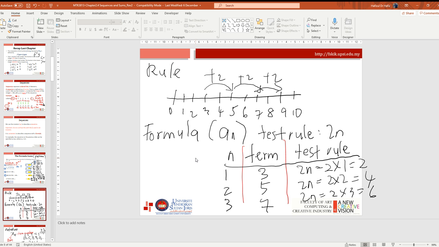If you have the rule a_n equal to 2n, then for the first term, we have 2n equal to 2 multiplied by 1, which is 2. For the second term, 2n is 2 multiplied by 2, which is 4, then 6, and so on.